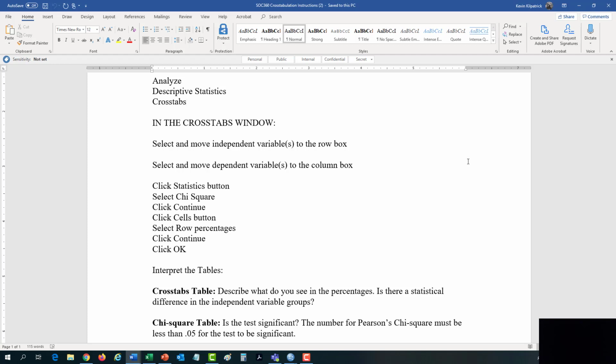So, you want to move your independent variable into the row box, which is the top box on the right, and the dependent variable to the column box, which is the second box right underneath the row box. If you've watched the video about how to write your paper, then I have a really good slide in there about independent and dependent variables.